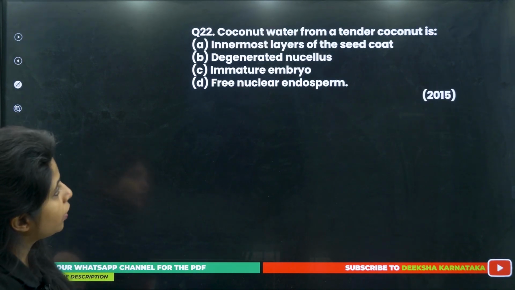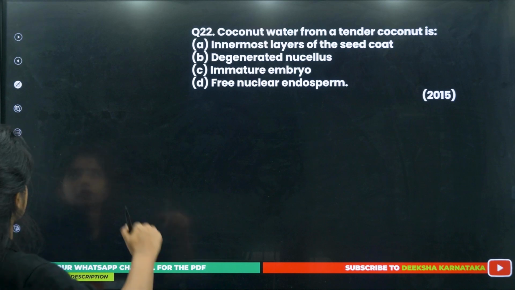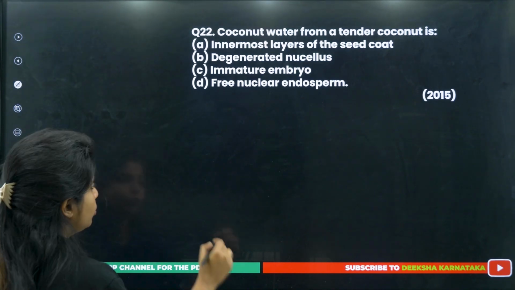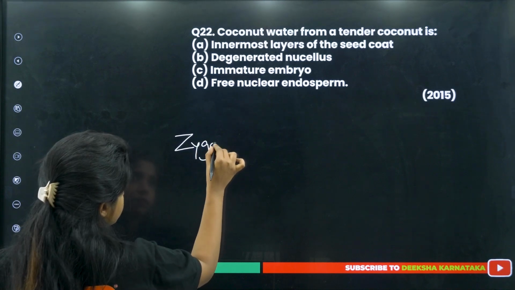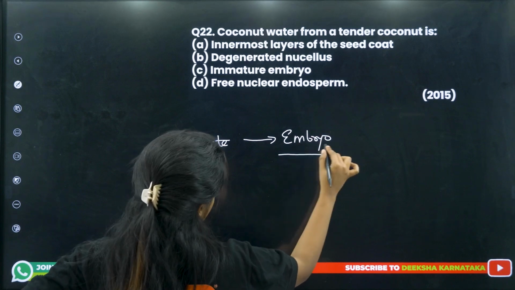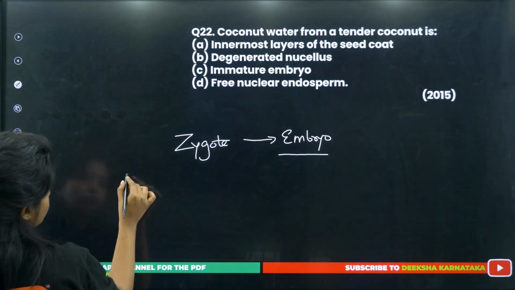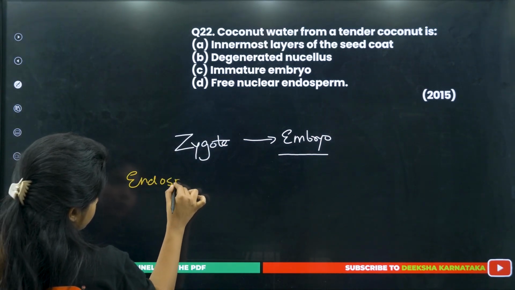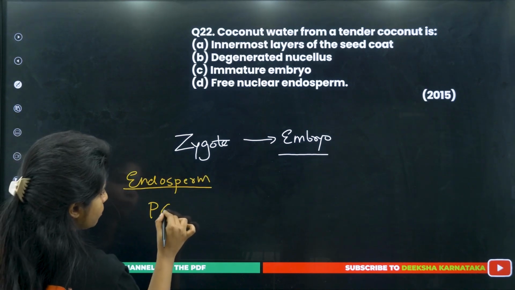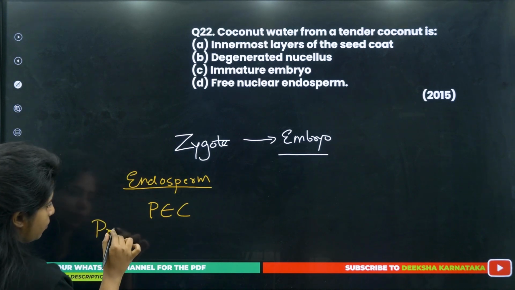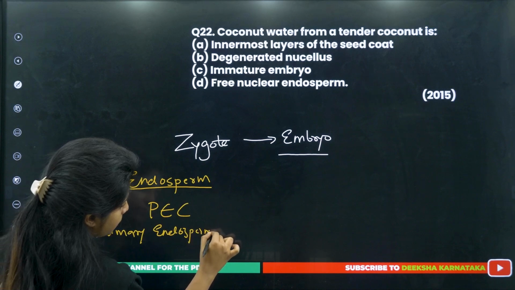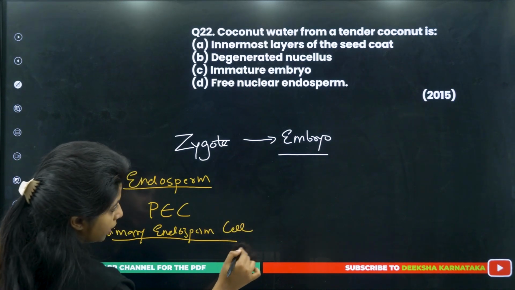Next, coconut water from a tender coconut is what? So basically what happens, my dear little champions, is that I told you the zygote is formed by one division, and this zygote needs to form an embryo. This zygote develops into an embryo, but for this development you need something which is known as endosperm. Okay, and how does endosperm form? I told you there is primary endosperm cell. I will write it for you. Primary endosperm cell.